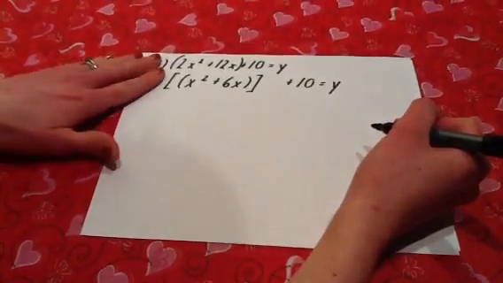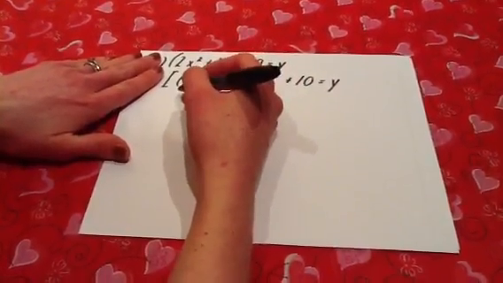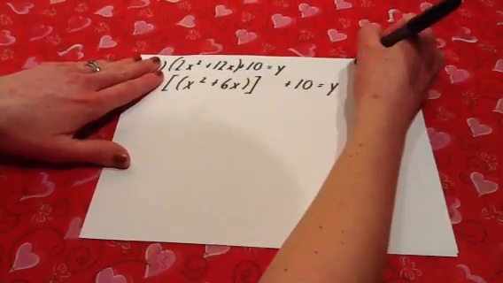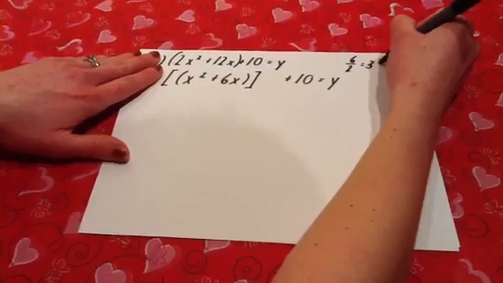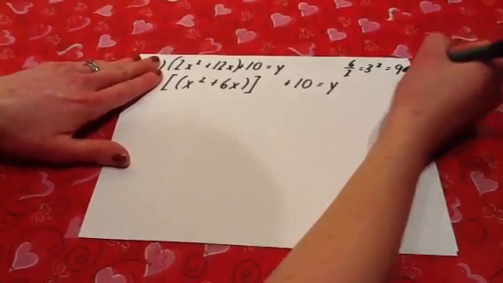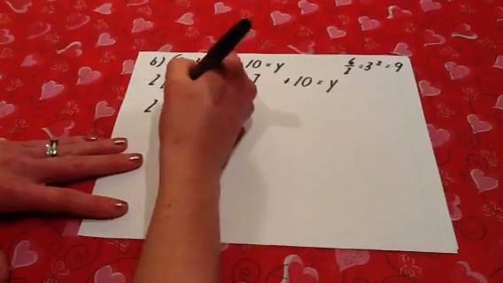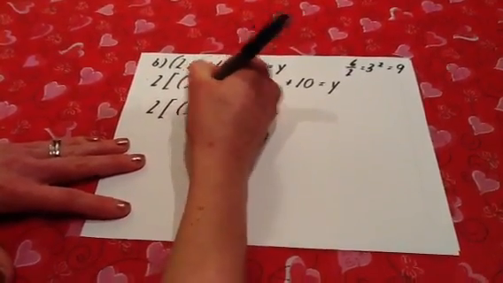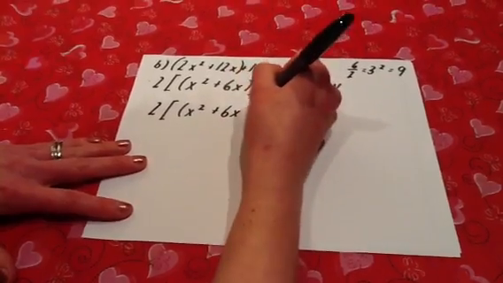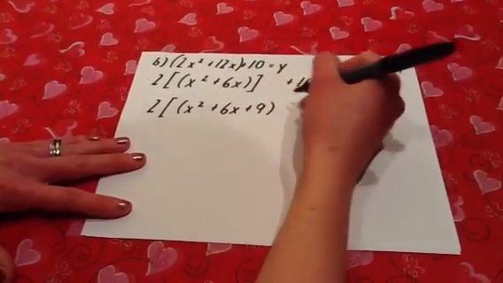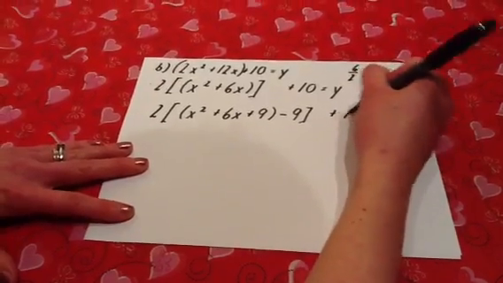Now if we were to ignore this 2, this middle part here would be the same as the last example. So we take the 6 divided by 2, which is 3, and 3 squared, which is 9. Again, we'll add that to make our perfect square trinomial. So it'll look like 2 times x squared plus 6x plus 9. Whatever we add again, we subtract. And we still have this plus 10 by itself.